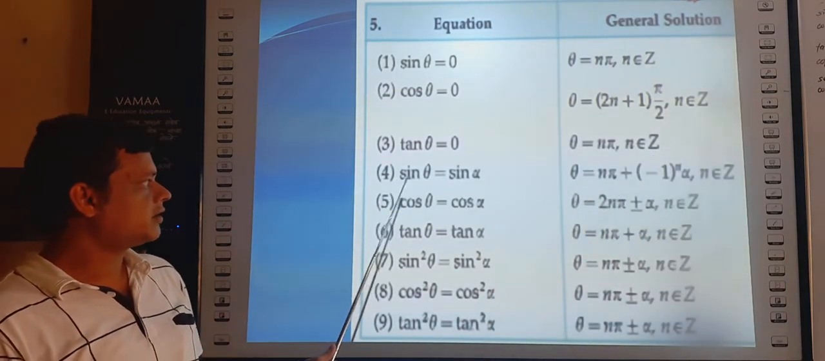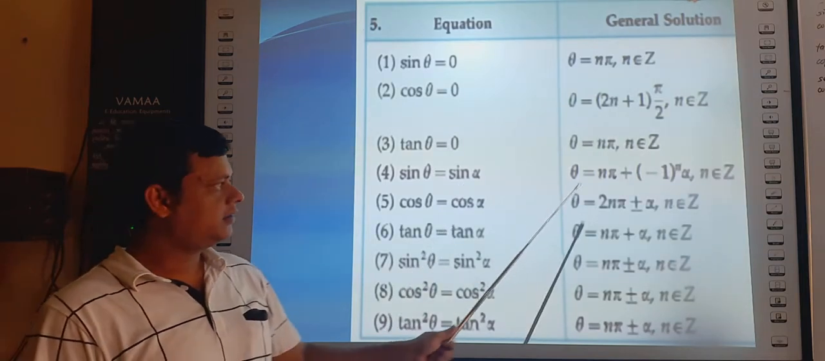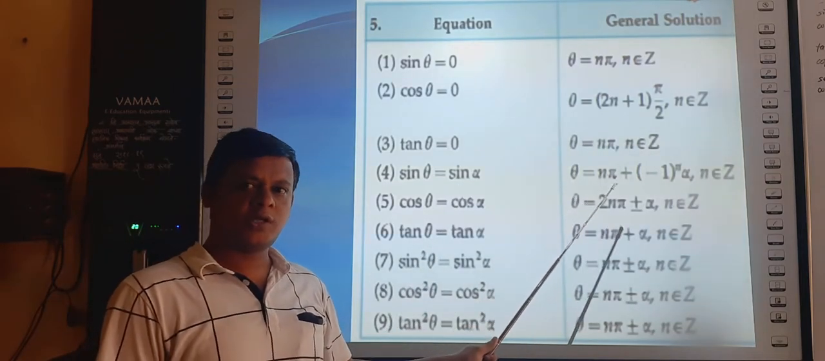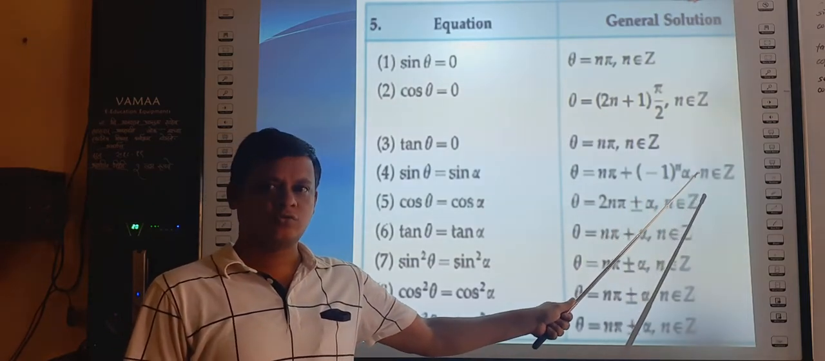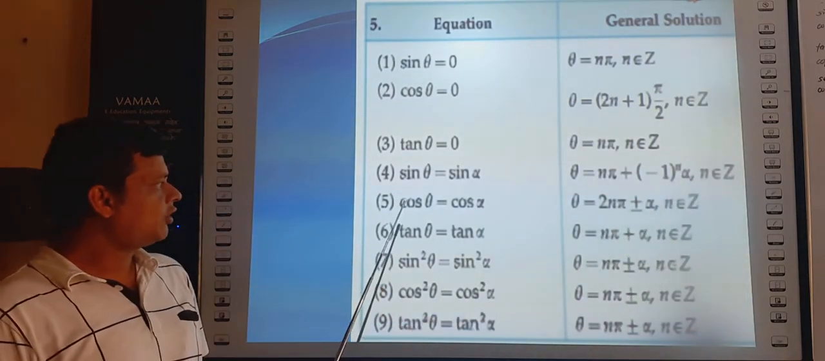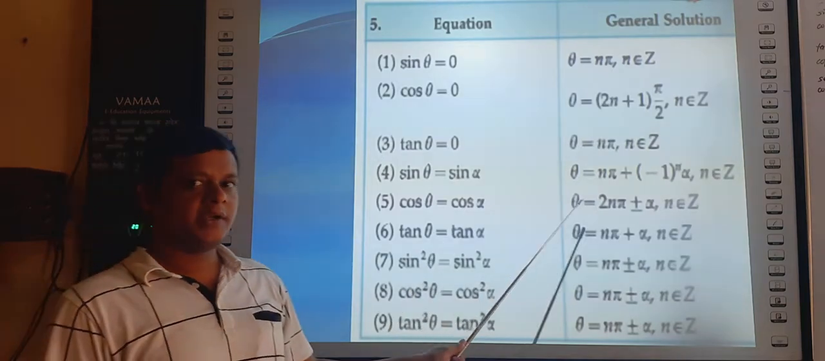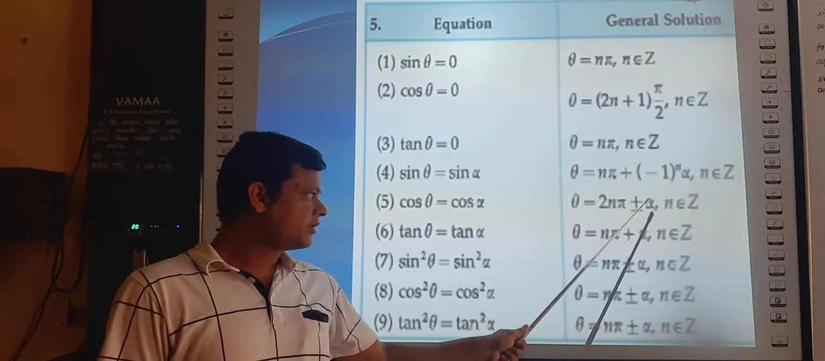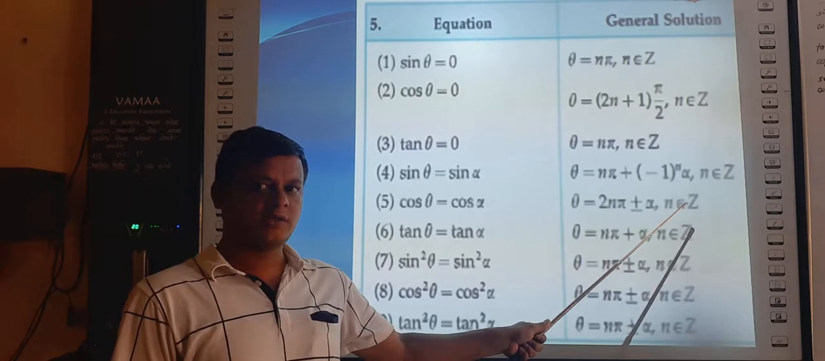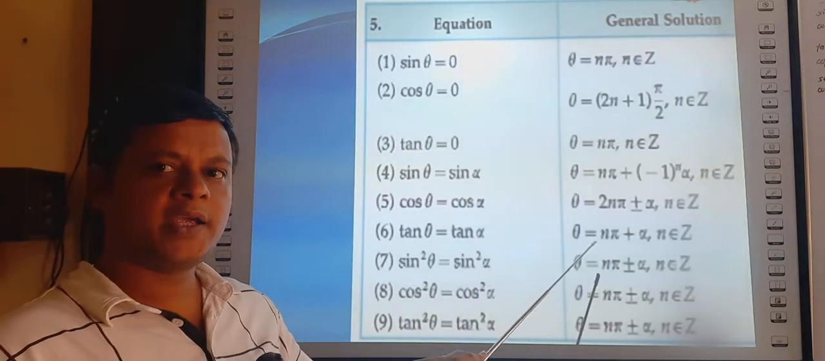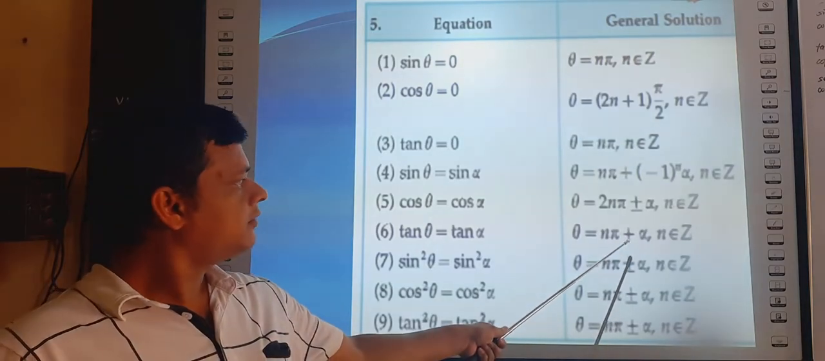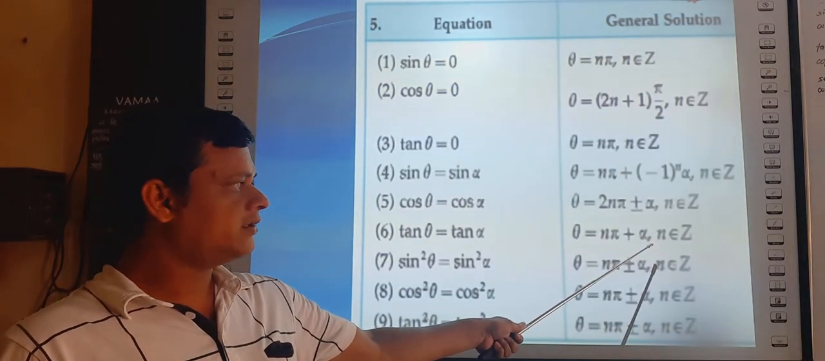Then for sin theta equals to sin alpha, the general solution is theta equals to n pi plus minus 1 raised to the power n into alpha, n belongs to Z. Then for cos theta equals to cos alpha, theta equals to 2n pi plus or minus alpha, n belongs to Z. And for tan theta equals to tan alpha, theta equals to n pi plus alpha, n belongs to Z.